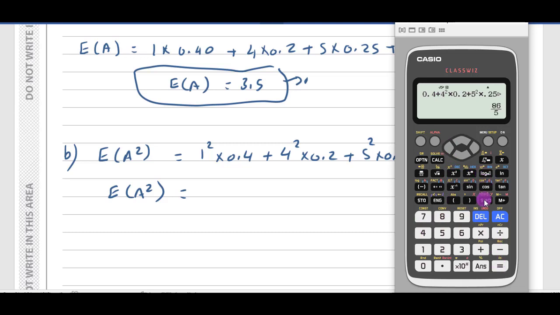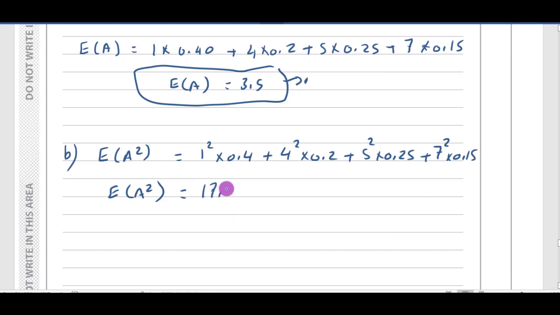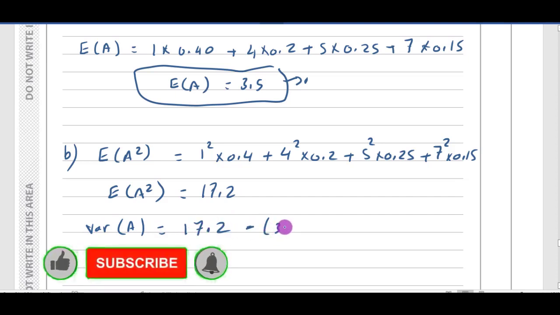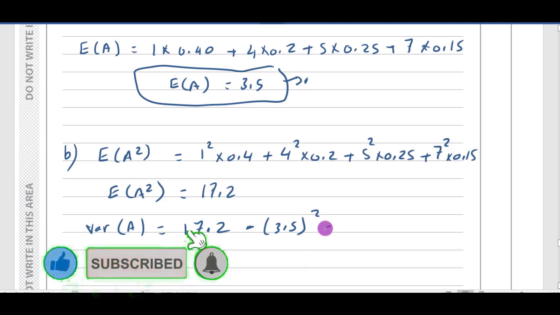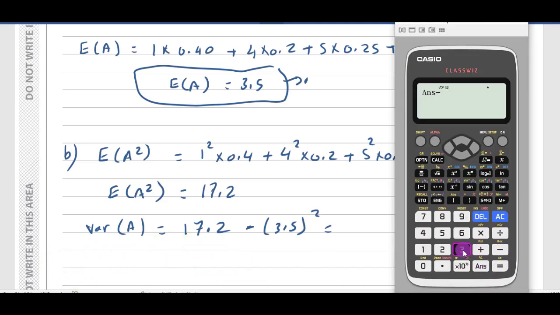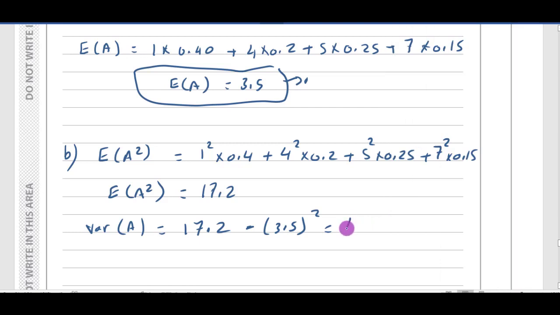That's it. So it's equal to 17.2. So now the variance of A is equal to 17.2 minus 3.5 squared, so it's equal to 4.95. And this is the answer of this part.